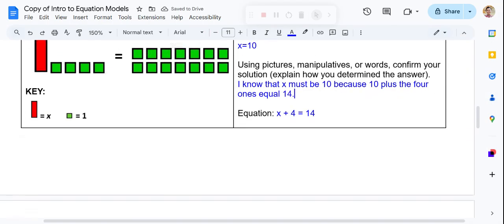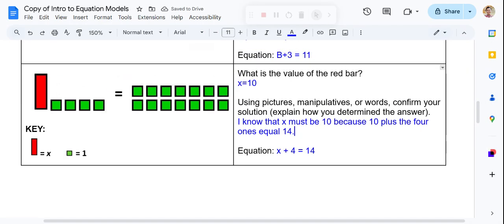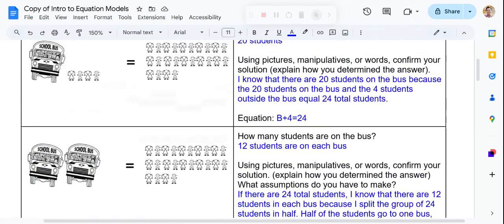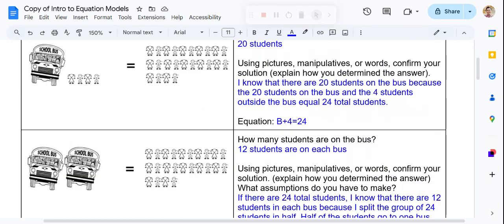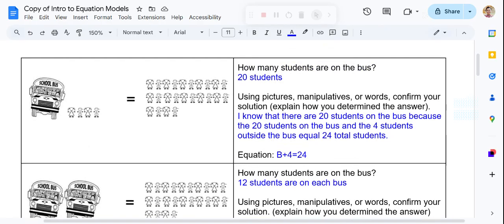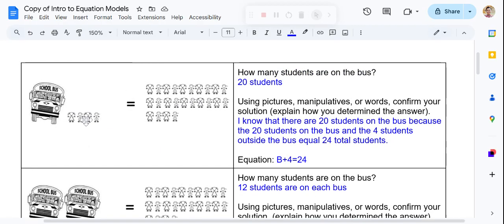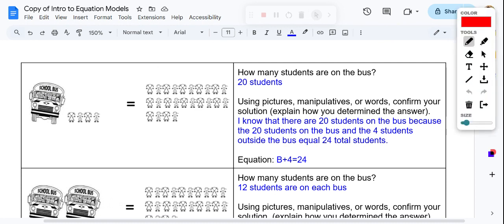All right. And that is it for Intro to Equation Models. So for these types of equations that we're looking at this year, a lot of the time you can do your reasoning. You can reason, well, if there's 4 kids out here, then there must be 20 in this bus. Actually, here's a cool thing you can see. If I have 4 kids on the outside here, well, then that means this bus must hold the rest of these kids, which is 20. So that could be a picture to draw.